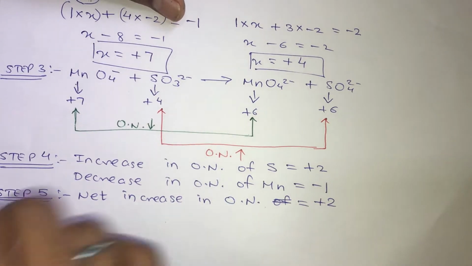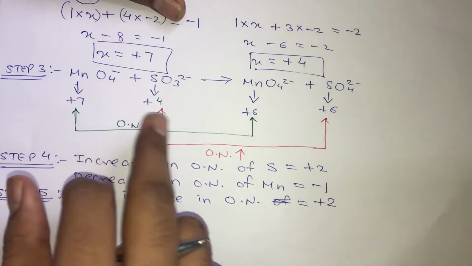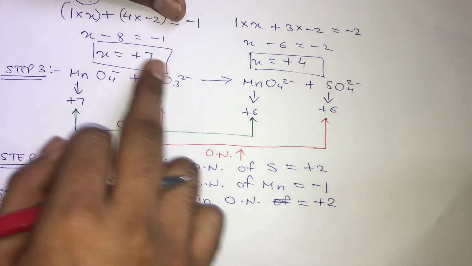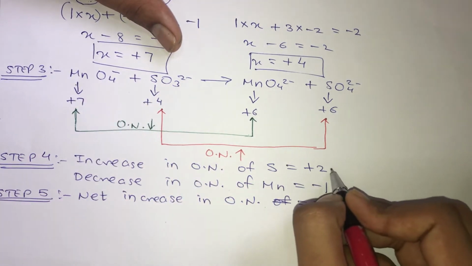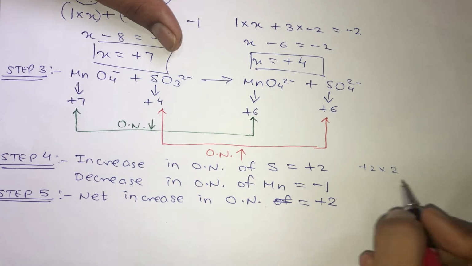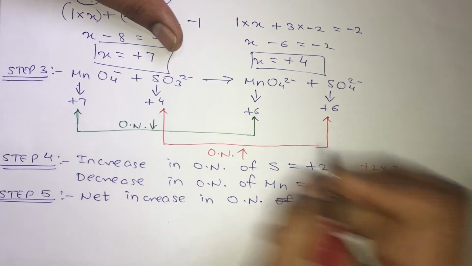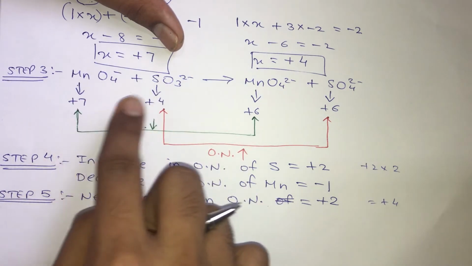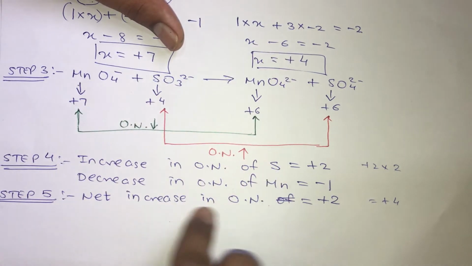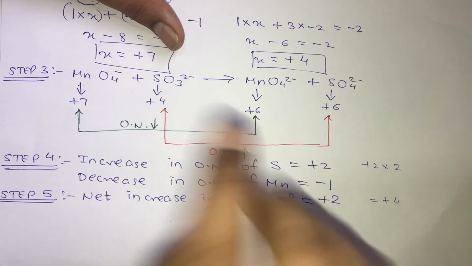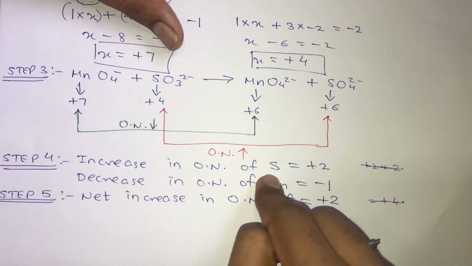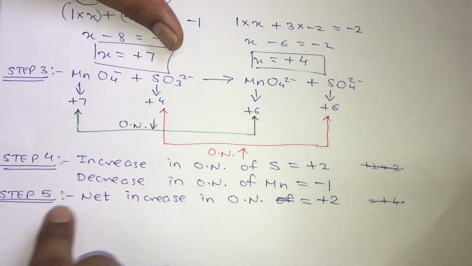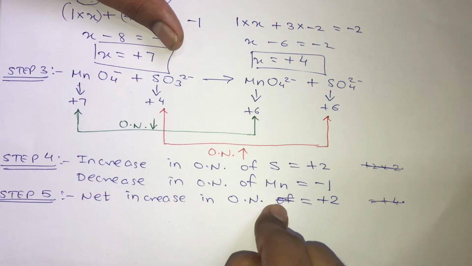If there would have been two sulfur atoms, let's assume that there are two sulfur atoms, then the net increase will be plus 2 times 2, which will give you plus 4. But here there is only one sulfur atom, therefore the net increase will also be the same, that is plus 2. Okay, I hope you have understood the difference between increase in oxidation number per atom and net increase in oxidation number. Now let's see the second step.